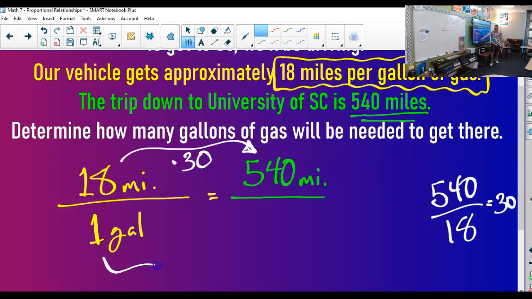So what would also happen on bottom? Times 30. Times 30, which means what's our answer? 30 gallons. 30, and with a label, right? 30 gallons. 30 gallons. Questions. That's real life problem solving.